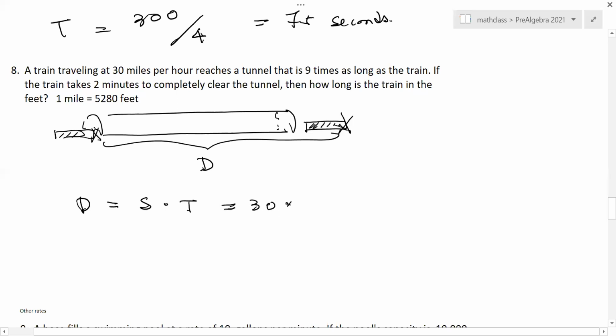30 miles per hour, and the time is 2 minutes, which is 2 divided by 60, so that's in hours. So that means it only travels 1 mile. The 1 mile is going to be 5,280 feet. Okay, so that's the distance.